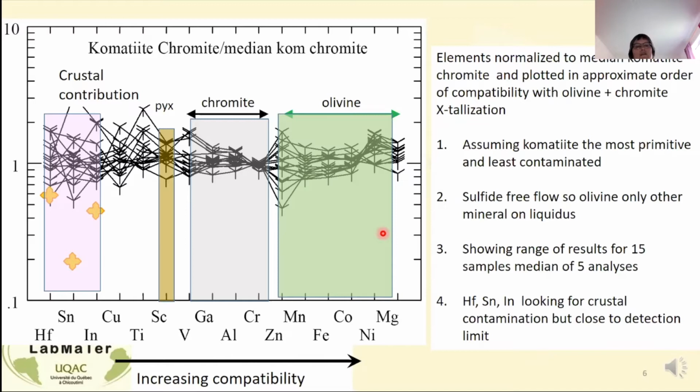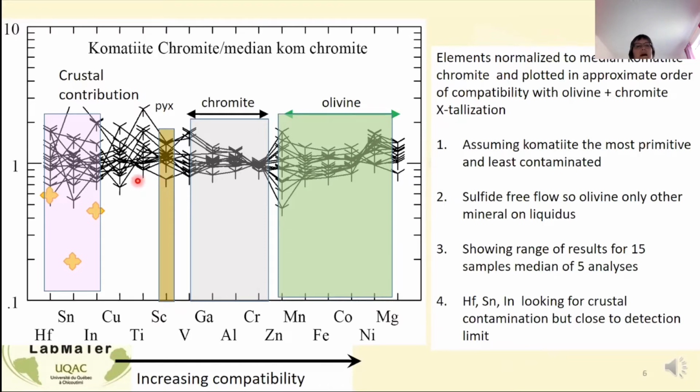Then to look at the behavior of the different elements, I have plotted them in order of their compatibility with a liquid crystallizing olivine and chromite. Those would be the first two minerals on the liquidus. So from magnesium through to manganese, we're probably looking at olivine control. Chromite is obviously controlling chrome, aluminium, and gallium. And then once pyroxene comes into the picture, we can pick up its activity using scandium.